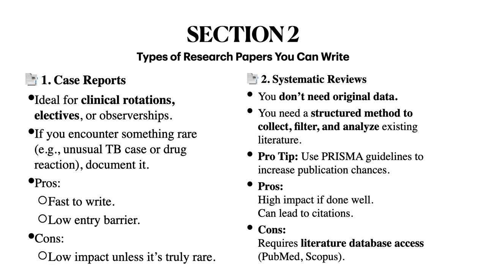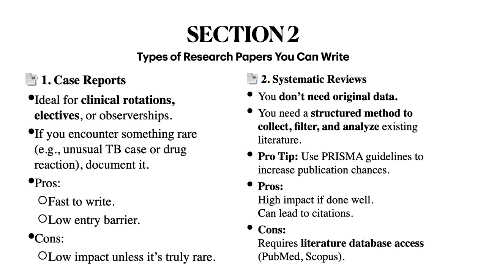First one is case reports. You can write case reports, which are ideal for clinical rotations, electives, or observerships, right? If you encounter something rare, like an unusual TB case or drug reaction, you can document it. The advantages of a case report are that it is fast to write and has a low entry barrier, but the disadvantage is that it is low impact unless it is truly rare. Like if you found Stevens-Johnson syndrome or an adverse drug reaction to an antibiotic, that is truly rare, right? So it can be high impact. But if you just write a case report on one ordinary case, that is low impact, right?